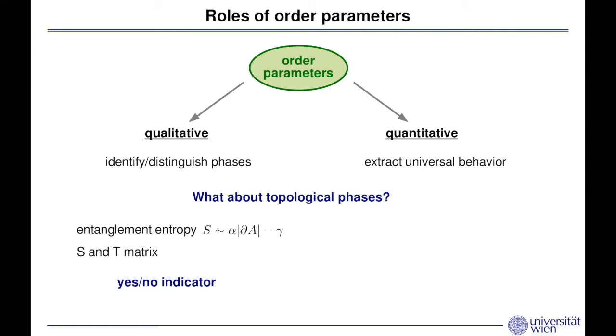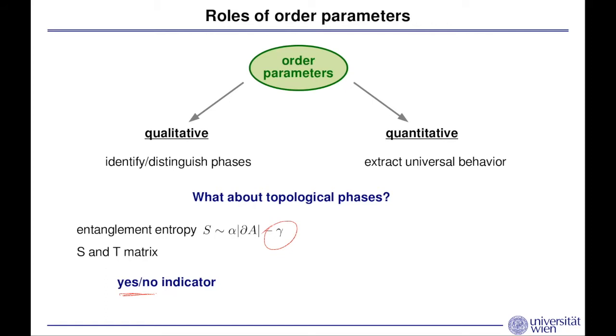So we can look at the scaling of the entanglement entropy and look if there's a topological correction, right? We can do things like look at the S and T matrix, so the braiding matrix, which we can compute using tensor network methods, right? Renormalization-based methods. But all of these are really just indicators which tell us yes or no. So they tell us you're in this phase or you're in that phase, but they will not allow us to make a qualitative statement, really.